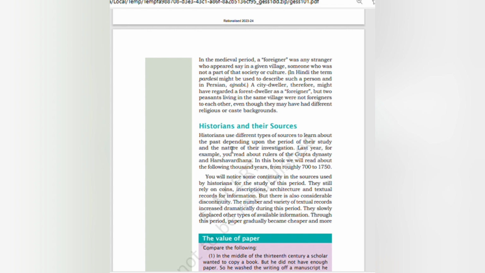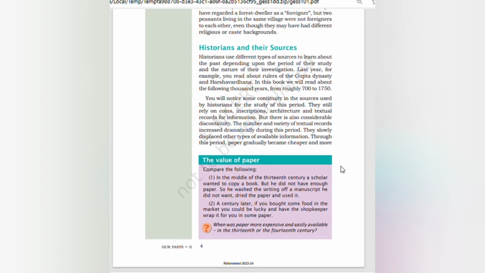Historians and their sources. Historians use different types of sources to learn about the past, depending upon the period of their study and the nature of the investigation. Last year, for example, you read about rulers of the Gupta dynasty and Harshavardhana. In this book, we will read about the following 1000 years, from roughly 700 to 1750. We will notice some continuity in the sources used by historians for the study of this period. They still rely on coins, inscriptions, architecture, and textual records for information.